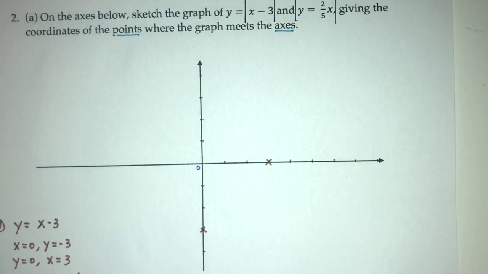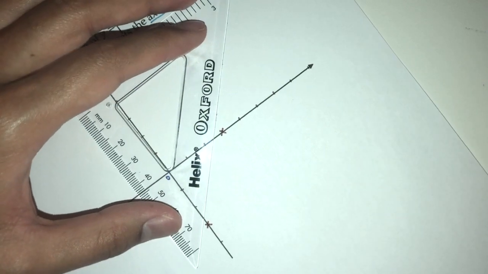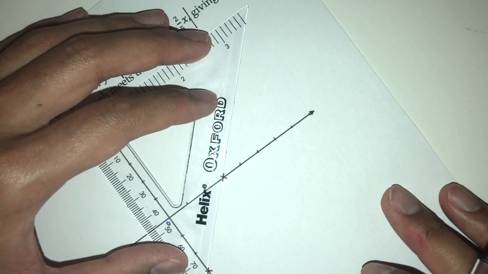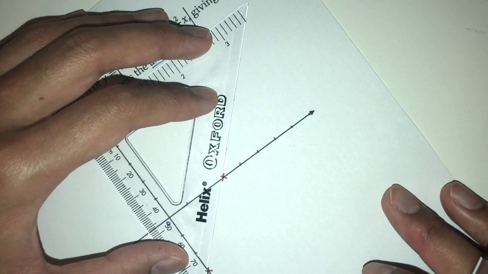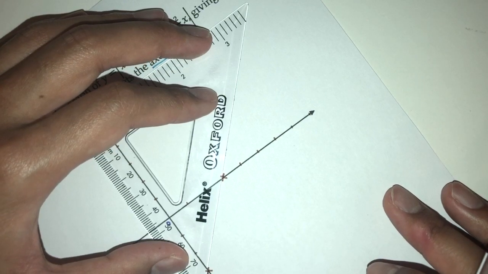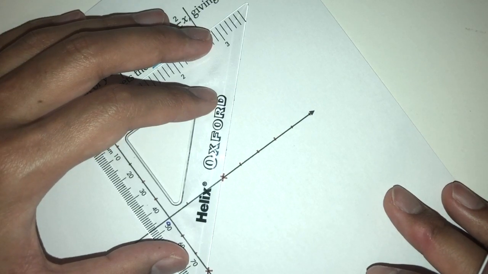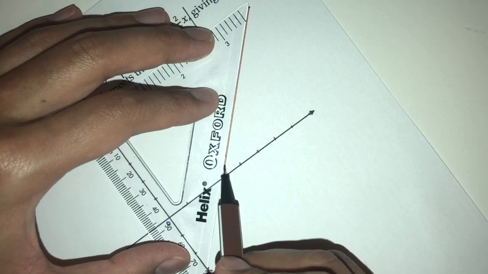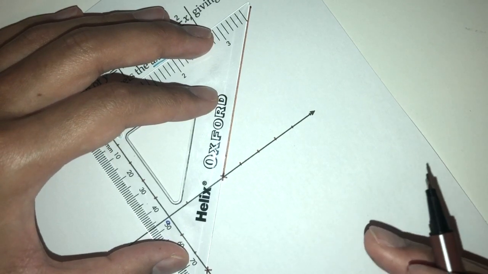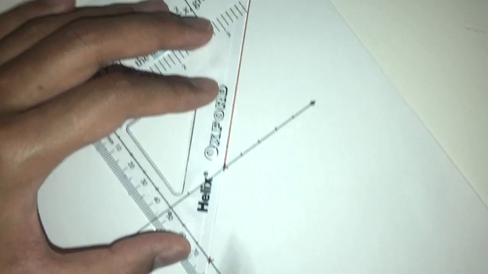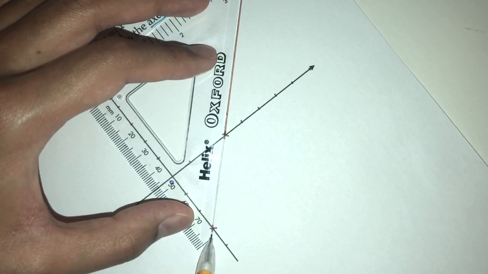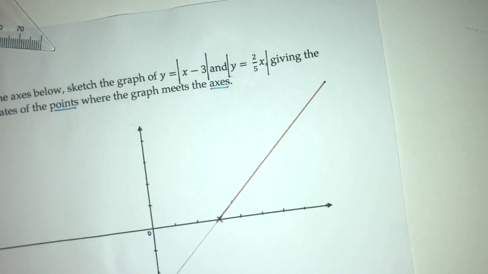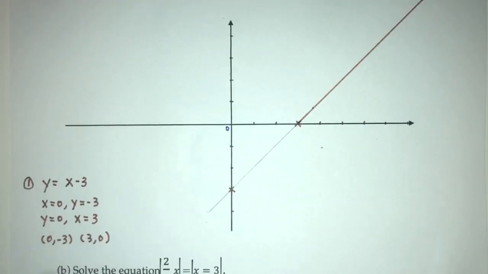Now as you can see, if I join these 2 points, I will have this line, which is the line of y equals x minus 3. So that will be my line. Let's join that by a straight line. Now as you can see, I will stop right here. Why? Because I can continue for now. Let me continue with the pencil. As you can see, this is my graph for y equals x minus 3.